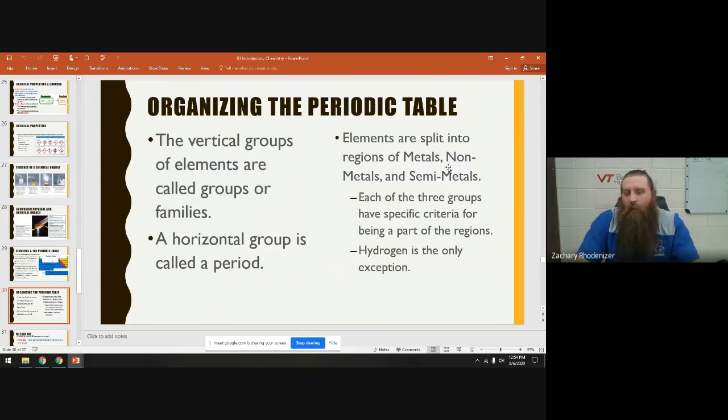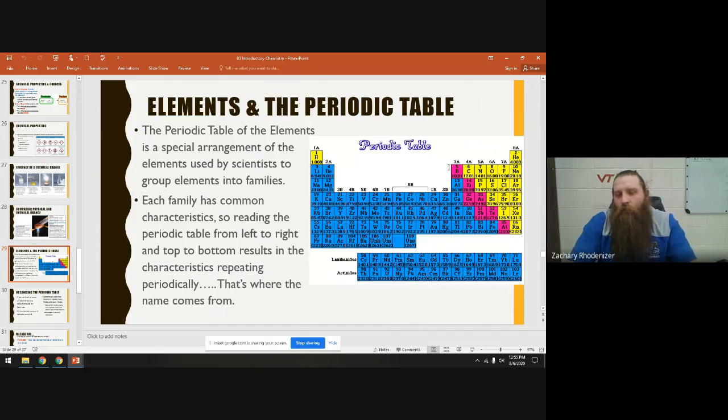And when we look at the metals, the nonmetals, and the semi-metals, we usually group them together. Hydrogen is an exception. You can see hydrogen here in the top left. It's yellow, but it's on the metal side. It sometimes acts as a non-metal. It sometimes acts as a metal. We'll learn how to figure out which it's behaving as, but it's kind of its own thing.